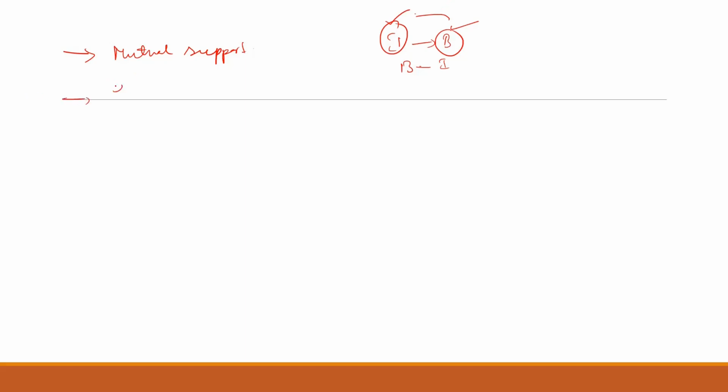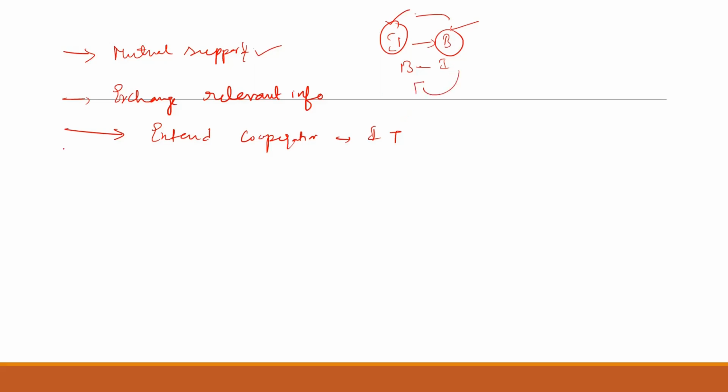The second one is exchange of relevant information like remote sensing data or scientific data. They have to share the experiences and practices regarding disaster response or recovery. First, they have to support each other. Second, they have to exchange relevant information. Third, extend cooperation in the field of advanced IT like early warning systems, remote sensing, and navigation services. If one country is good at that, it has to share it with the other country.